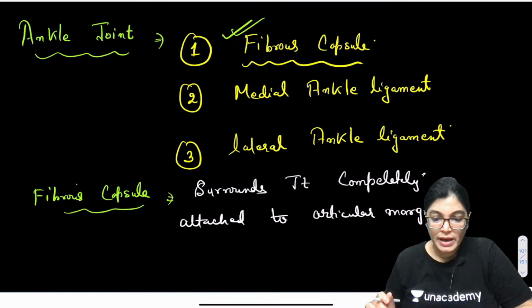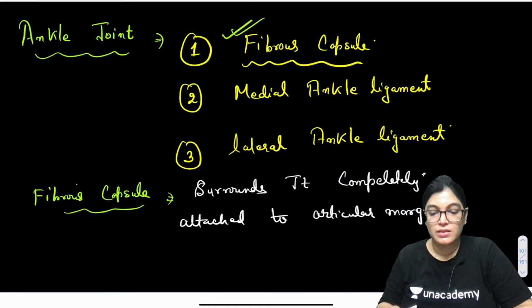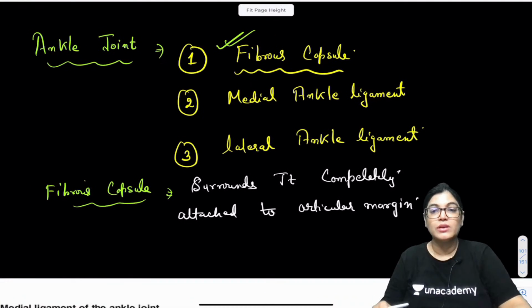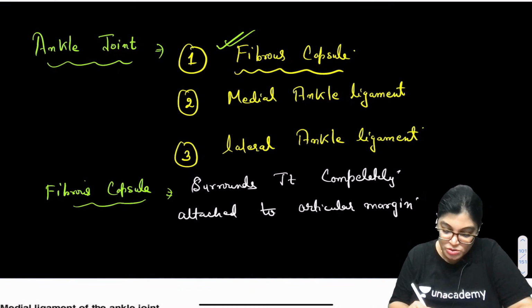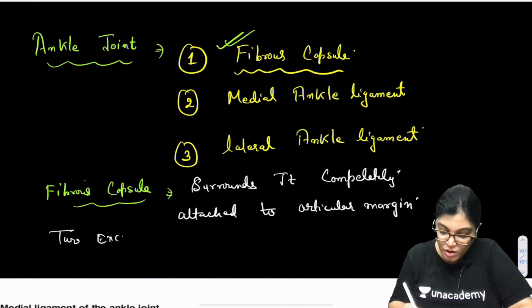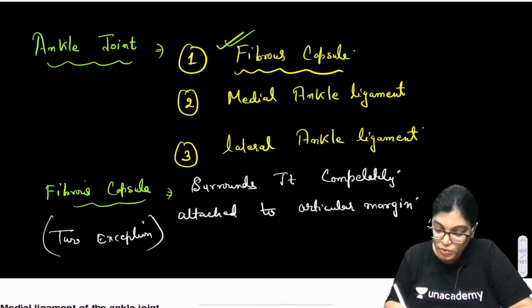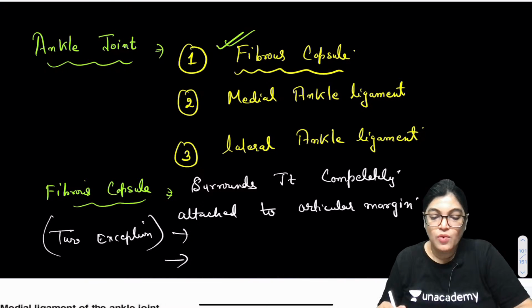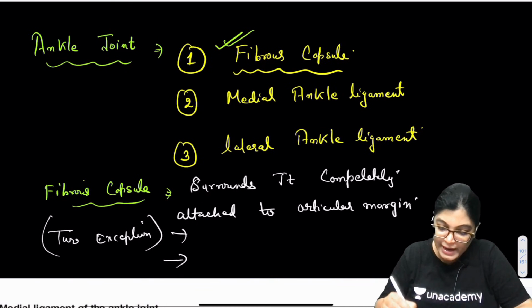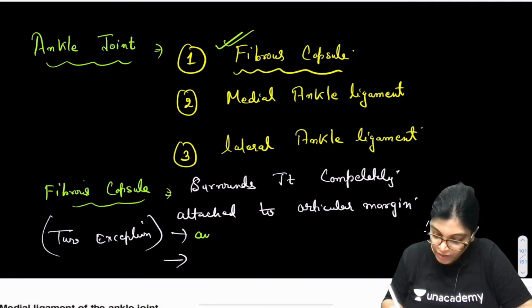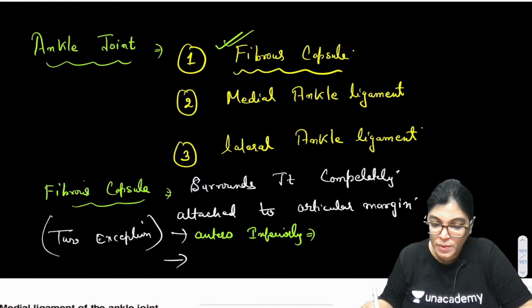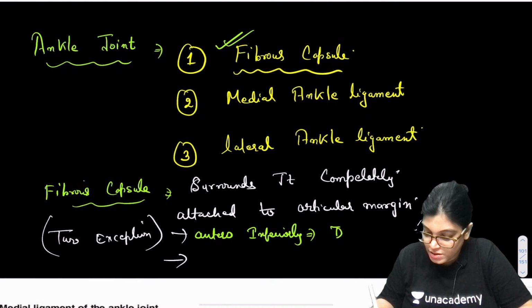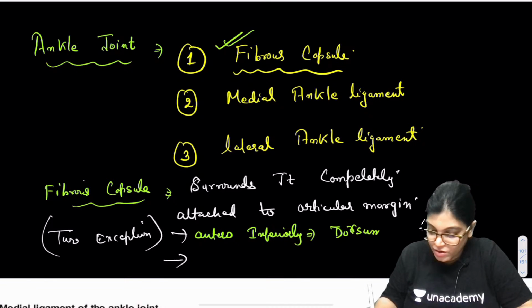That is the correct point, that it is attached to the articular margin of the joint, but there is a certain gap. It surrounds the joint completely and is attached to the articular margin with two exceptions. So there are two exceptions in the attachment. Not exactly at the articular margin, at two areas. One is antero-inferiorly, where it is attached to the neck of talus, the dorsum aspect of the neck of talus.